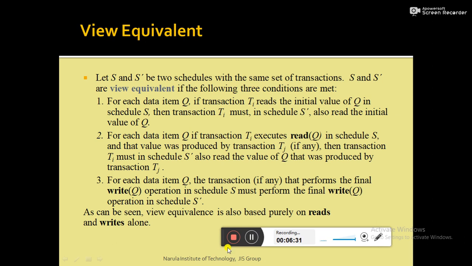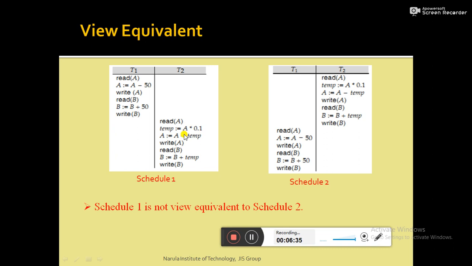Let's discuss it with an example. Two schedules are given. This is schedule 1 and this is schedule 2. Both schedules have two transactions, T1 and T2, respectively. Both have the same transactions T1 and T2. Now the question is whether schedule 1 and schedule 2 are view equivalent or not.